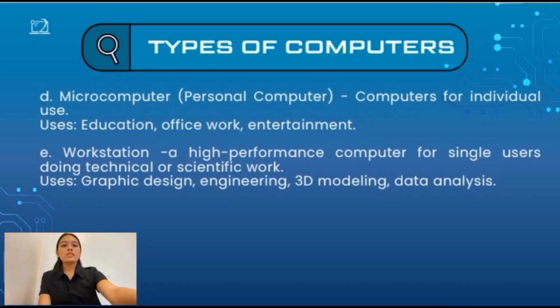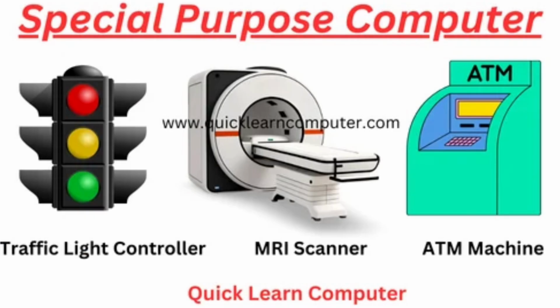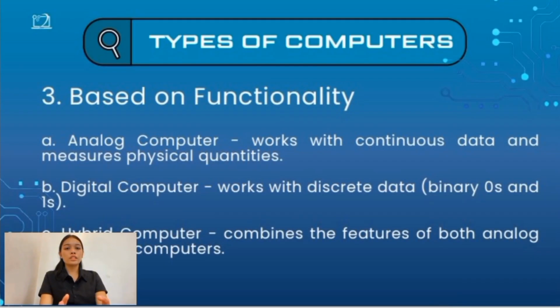So, second, types of computers based on purpose. A, general purpose computer can perform many different types of tasks. B, special purpose computer designed to do only one specific job. The third types of computers is based on functionality.